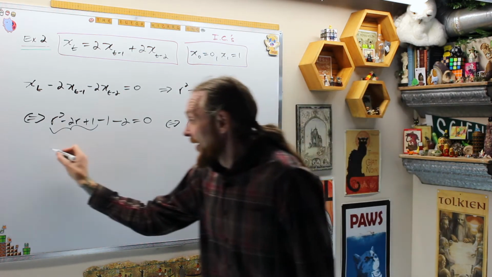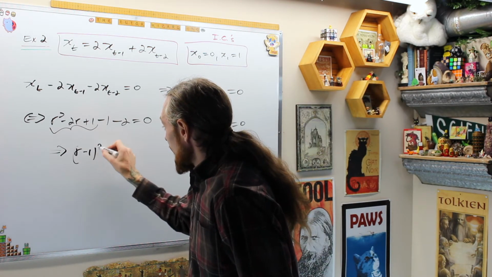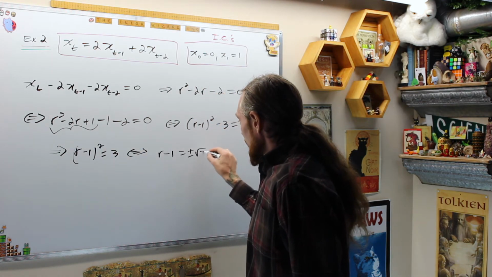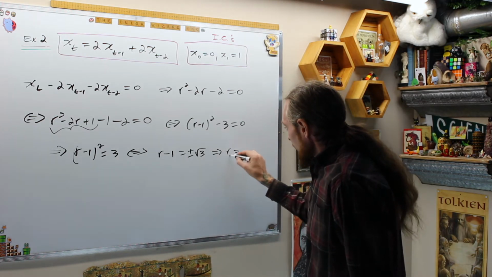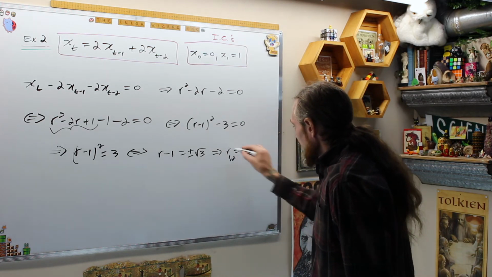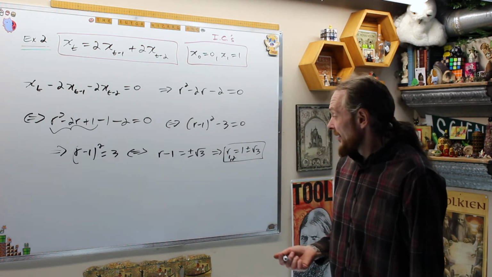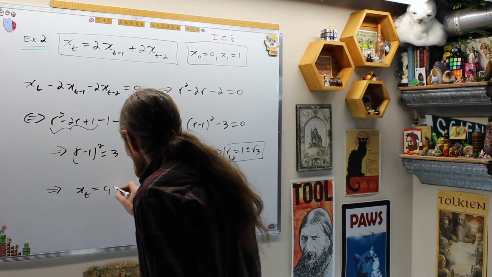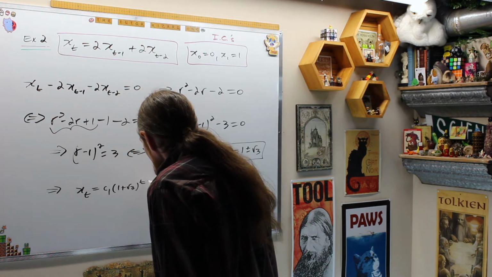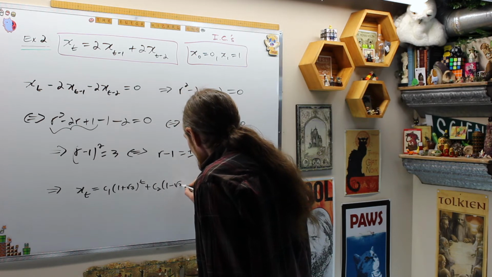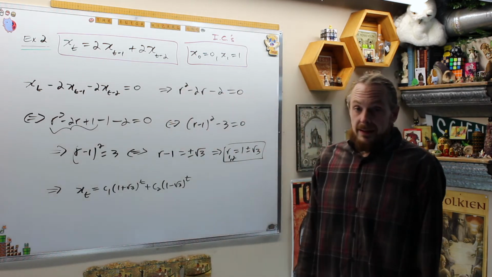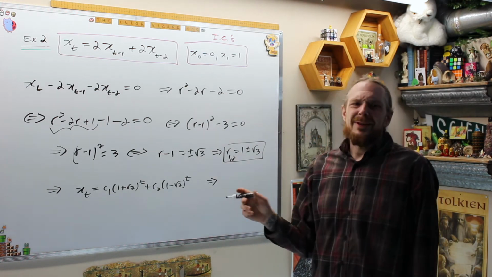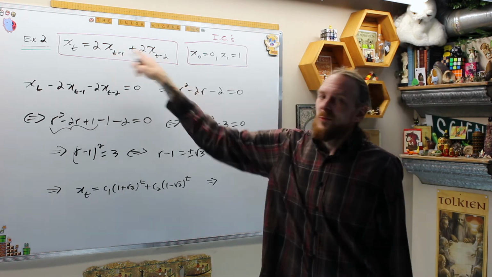What are they explicitly? (r minus 1) squared equals 3, if and only if r minus 1 equals plus or minus the square root of 3, so r is 1 plus or minus root 3, two distinct real roots. What does that say for us? That says that the general solution x_t is equal to c1 times (1 plus root 3) to the t plus c2 times (1 minus root 3) to the t. And then now we have to use our initial conditions to find the c1 and the c2. This is awfully Fibonacci-esque because all we did was change them from 1 to 2s.